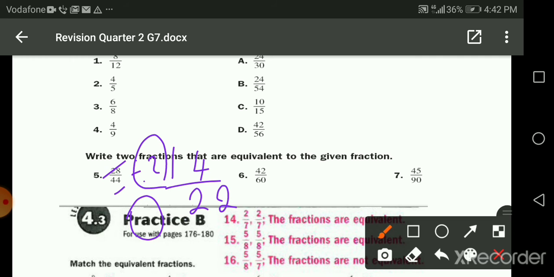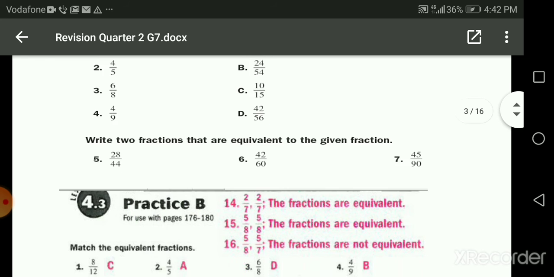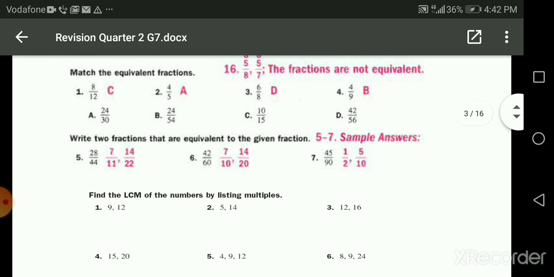Okay, he needs two equivalent fractions. Divided by what here? So I divided by 2 also, then divided by 2, divided by 2, divided by 2. It gives you 7, and 22 divided by 2 is 11. So we have here two equivalent fractions, okay? We can solve just one or two examples from each of these questions.